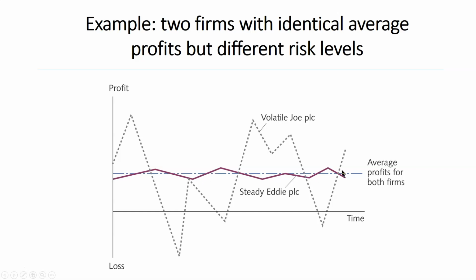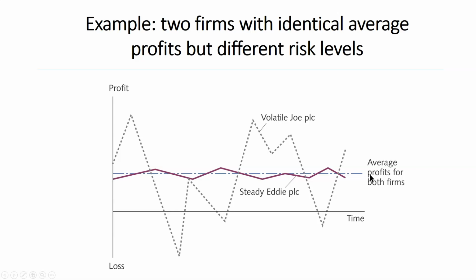called Steady Eddy, which doesn't really generate these significant returns. However, if you invest in this company, you won't suffer from these dramatic losses either. Both of these companies will have the same average profit over this time frame. Which company should we invest in? Which way of doing business is preferable for shareholders?